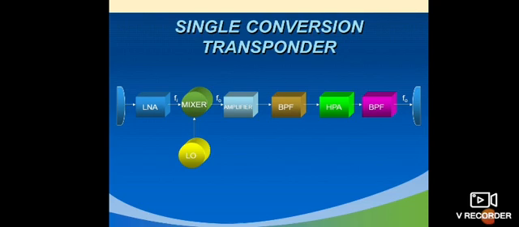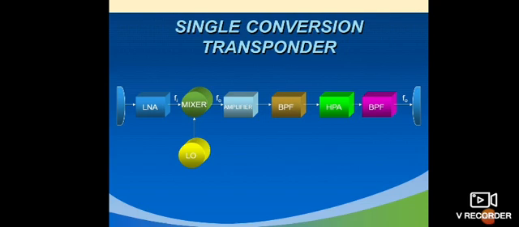In this, first we have the receiving antenna. The uplink frequency, that is 6 gigahertz in our C band, is picked up by the receiving antenna and given to the LNA, that is the low noise amplifier. That means the uplink signal from the receiving antenna is amplified by the LNA.